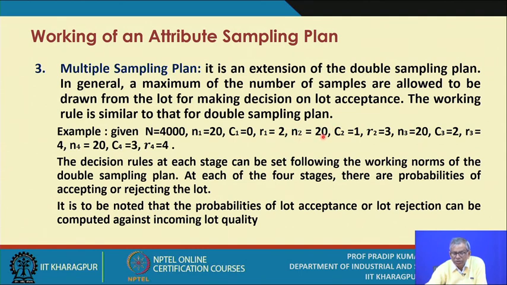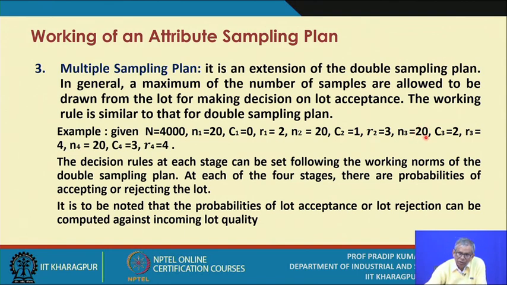The second sample is 20. That means now you start counting the number of non-conforming units in 20. So already you have this data with the first sample of 20 units. So the total number of non-conforming units in the combined sample, first and second, if it is less than or equal to 1, then you are going to accept the lot. If it is greater than or equal to 3, you are going to reject the lot. But if it is 2, then you can't take a decision. So you need to draw the third sample.